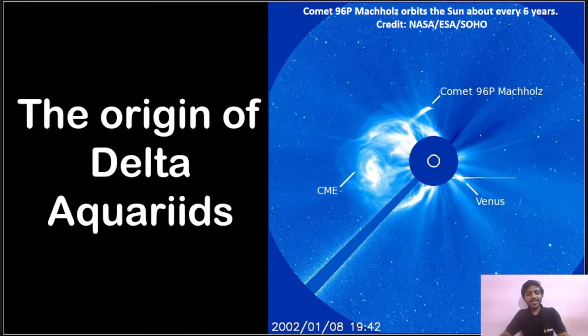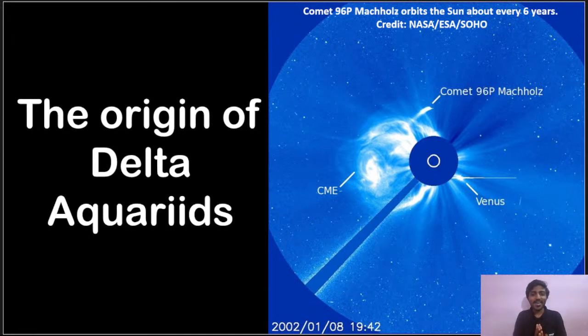And it is a comet that has a very small cycle of 6 years. So it takes almost 6 years to complete its orbit around the sun. That is the 96P comet Mach-Holes, right? So this is the thing that is making it all possible, that is creating this beautiful phenomenon of the Delta Aquarids meteor shower.